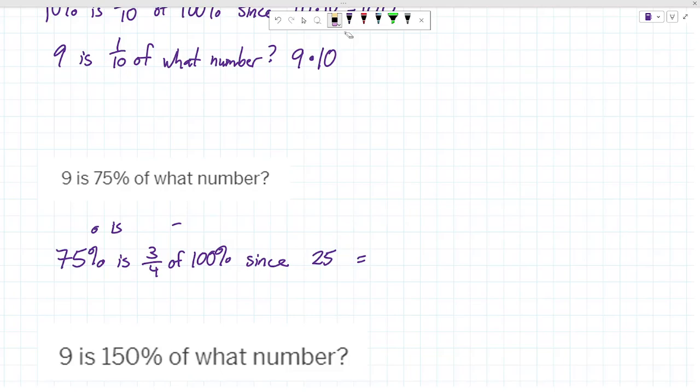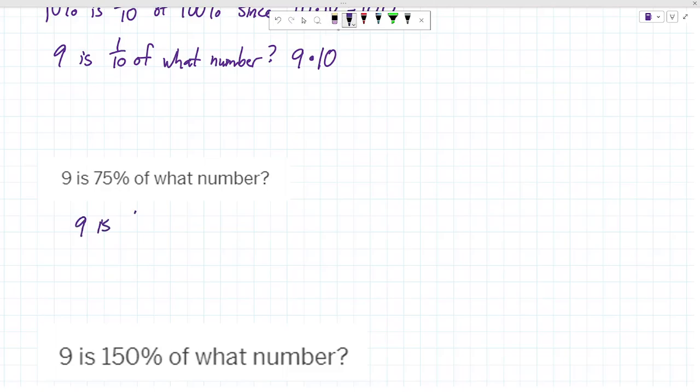So I'm going to erase to make some more space for myself. So 9 is 3/4 of what number? Well, first, if we think of 9 as consisting of 3/4, then how much is each fourth? So how much is 1/4? Well, 9 is like 3 copies of that 1/4. So that would be 9 divided by 3.